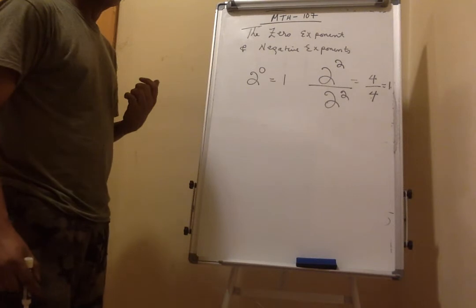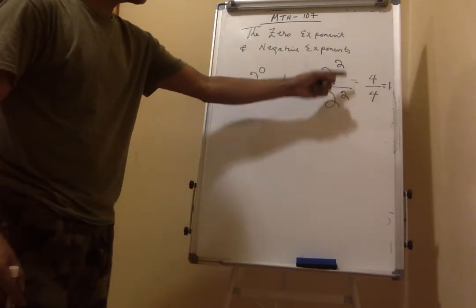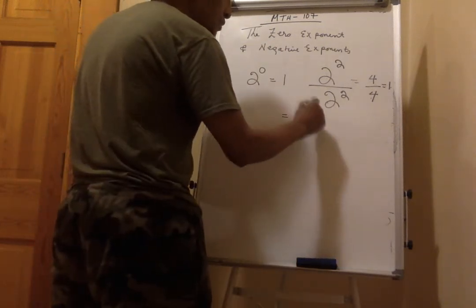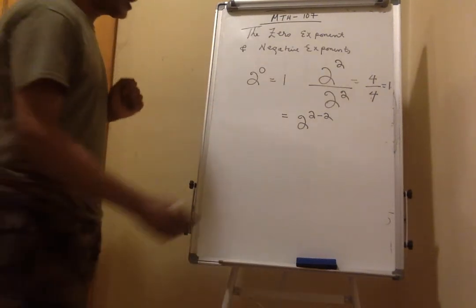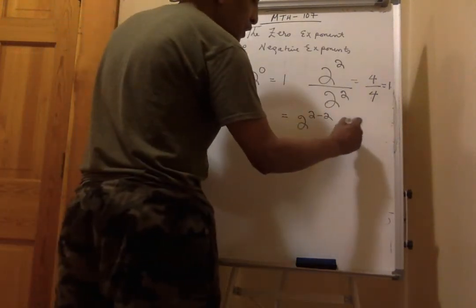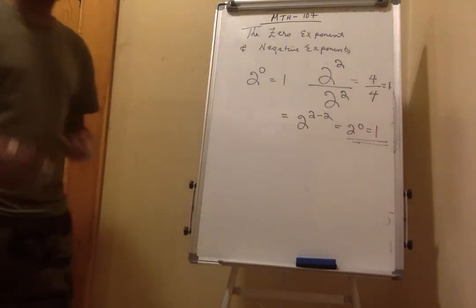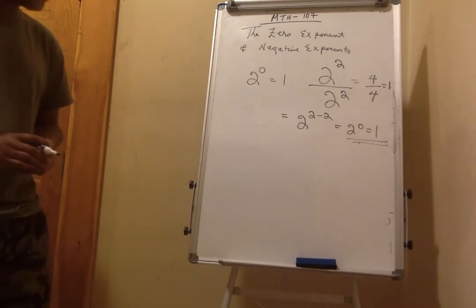But go ahead and use the quotient rule. Because of the same base, we are going to subtract the denominator from the numerator. So that means I'm doing 2 to the power of 2 minus 2. And 2 minus 2 is 0, and 2 to the power of 0 is 1. This is where we got the rule that anything to the power of 0 is 1. Okay?